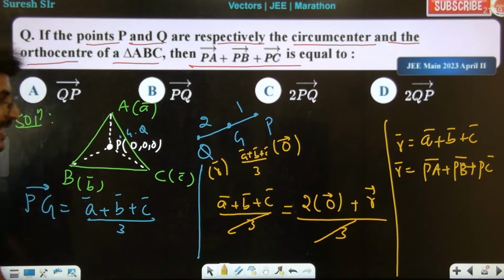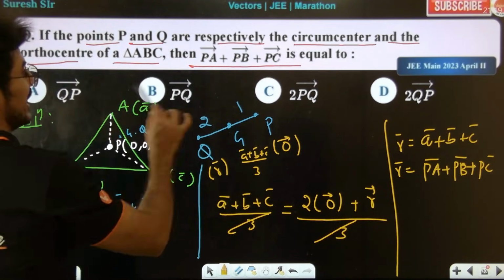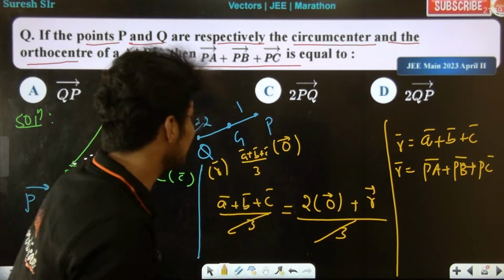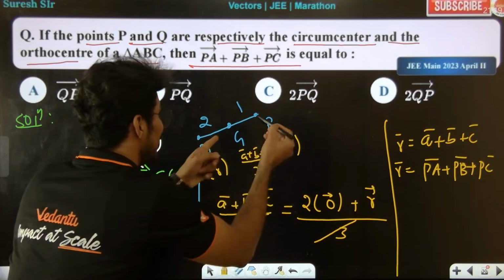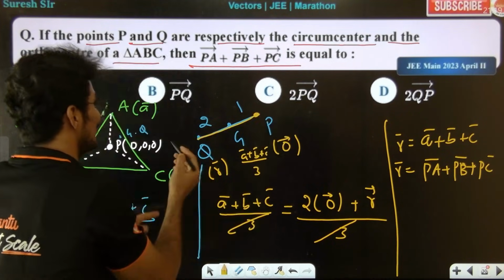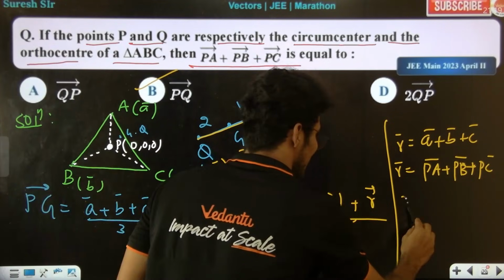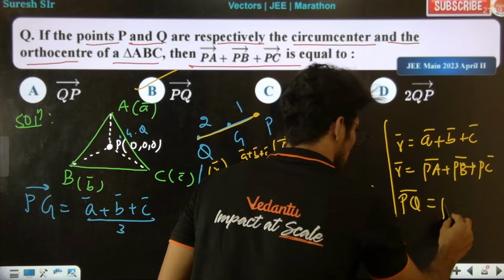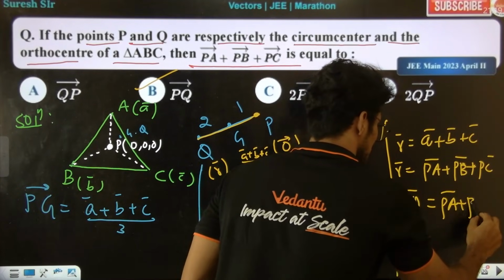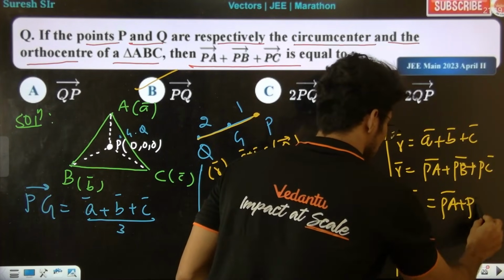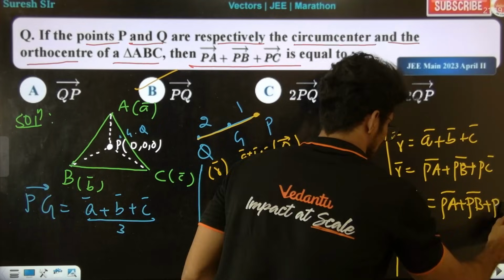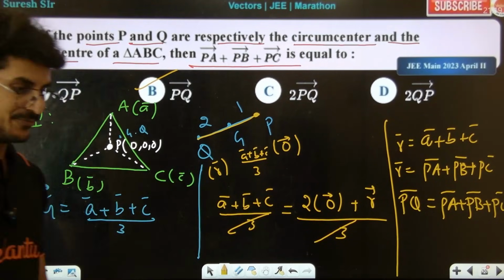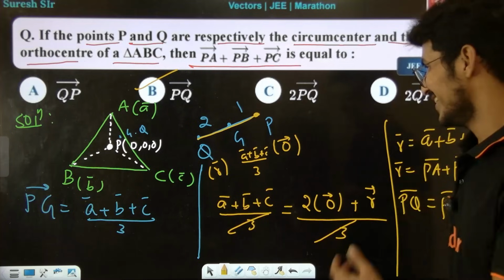So tell me now, what is R here? We want PA plus PB plus PC, that is equal to what? R. What does R mean here? R means the PQ distance. R is equal to the PQ vector, that is equal to PA plus PB plus PC. So PQ is the answer. B for Bombay. Yes or not? Yes, sir.